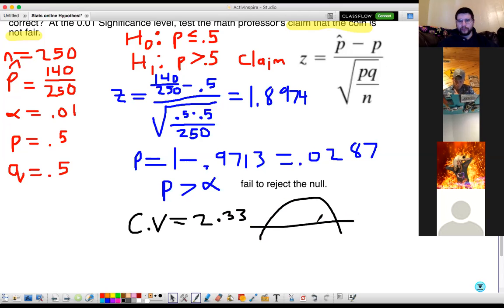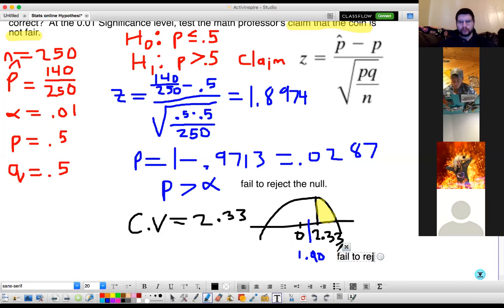So get your curve. 0 is going to be in the middle. Critical value, 2.33. Shade it. Now we're going to plot our test statistic. Let's see. 1.90. Well, that's between 0 and 2.33. So I'll put it right there. The test statistic is not inside the rejection region. Since it's not inside our shaded region, we fail to reject the null. So both of these methods give us the same result.